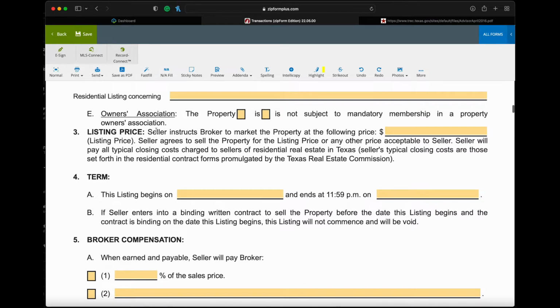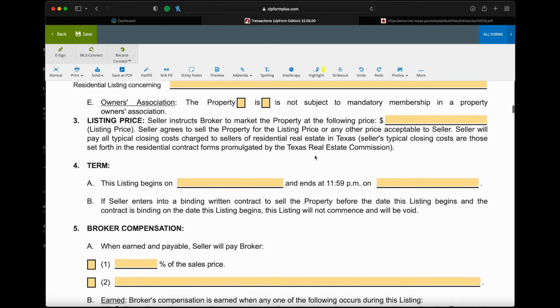Listing price. This is the price that you're going to put the house for sale. This is what you both agree on, what the seller agrees to put the price at, and what you agree on as well. So this is where you will put that.